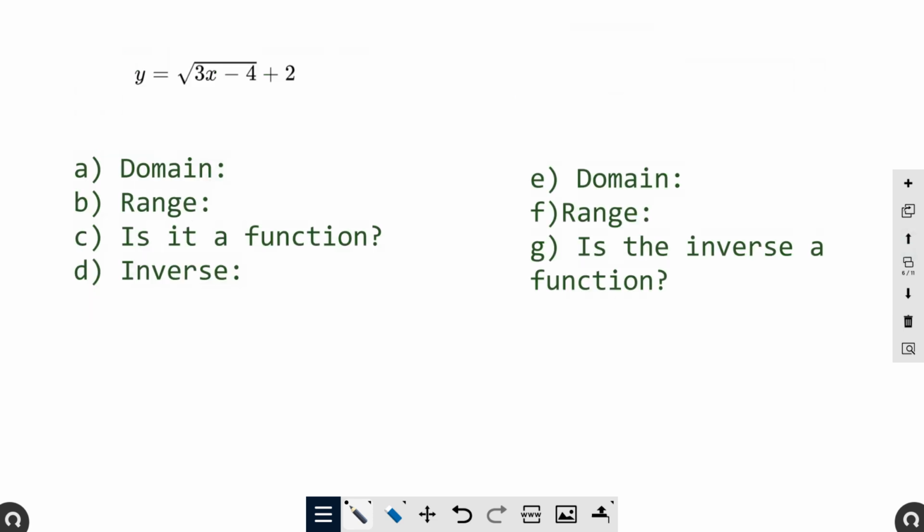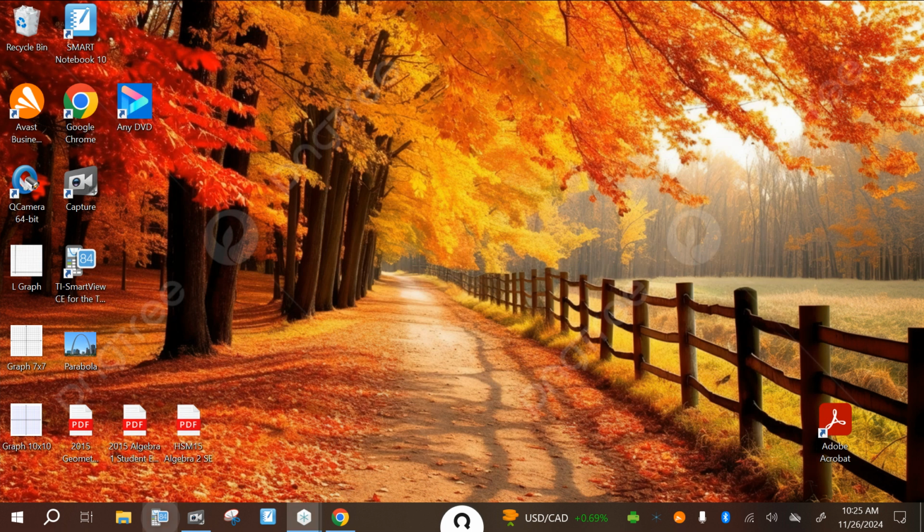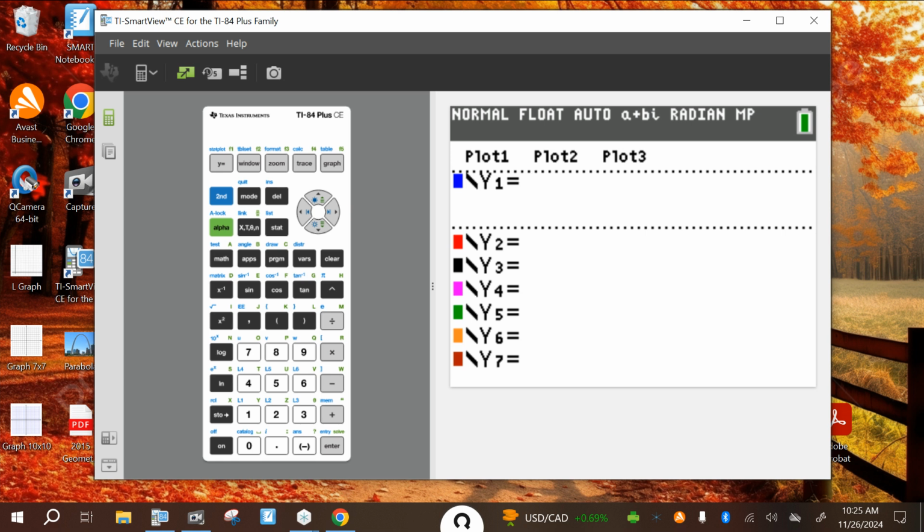Now we're going to look at this function. This one is called a square root function. Does anybody remember what a square root function looks like? Well, let's graph it on our calculator. So grab those calculators. It does look a little different. Usually my calculator stops working in third period, but today it's second period. So, square root of 3x minus 4. And then don't forget to right arrow and put plus 2, because that plus 2 is not under the square root.